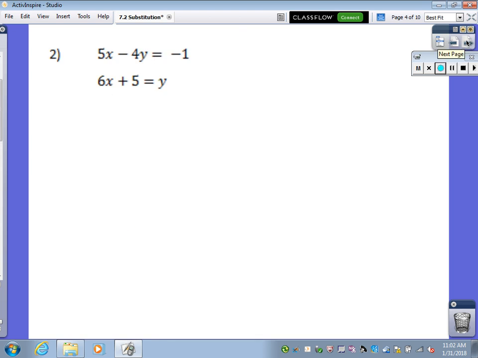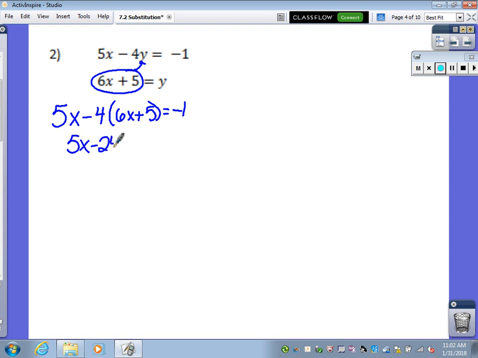Okay, this one, if you look carefully, you can see y is already isolated here. So I'm going to circle what it's equal to. X is in the circle, so I draw a line to the y. And I'm going to replace y with the equivalent expression, 6x plus 5. I'm going to stop there and self-check that I have the same variable. And I use the opposite equation, so we're good to go.